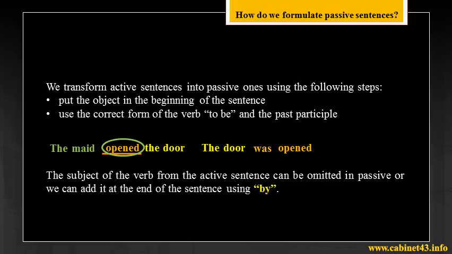The subject of the verb from the active sentence can be omitted in passive voice, or we can add it at the end of the sentence using by. The door was opened by the maid.